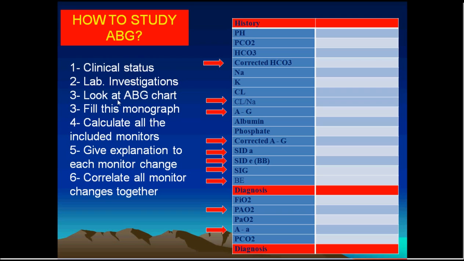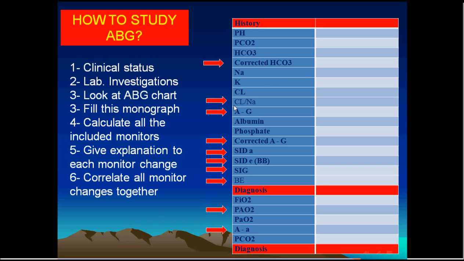In order to escape from this, I have to focus on the clinical status of the patient and the lab investigations, which will guide me to the anticipated or expected problems. Then look at the ABG. From these data, come to the chart itself, this nomogram, and fill in all the data. Put in all the data.